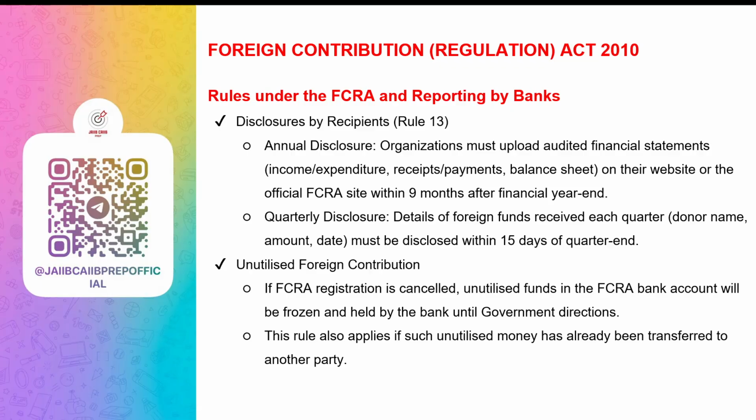Rules under FCRA and reporting by banks. So any person or organization receiving foreign funds under FCRA must make two important disclosures. Number one, annual disclosures, and number two, quarterly disclosures. With respect to annual disclosures, they must upload audited accounts including income and expenditure statement, balance sheet, receipt and payments for the financial year by 31st December. That is within 9 months after the end of the financial year.